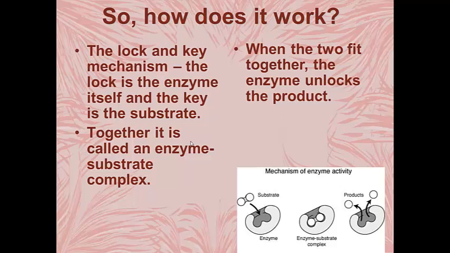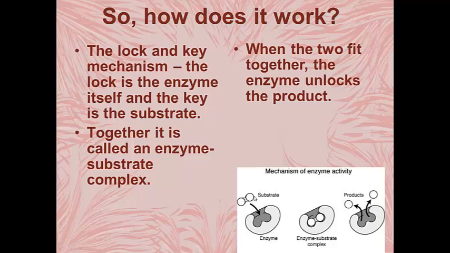So this is a picture of how the mechanism of the enzyme works. It's called the enzyme substrate complex. Basically, the lock and key mechanism is what I just explained. The lock is the enzyme itself, and the key is the substrate. Together, they make an enzyme substrate complex, which is this right here. When the two fit together, the enzyme will unlock the product, and out comes two. So they can work in both directions.